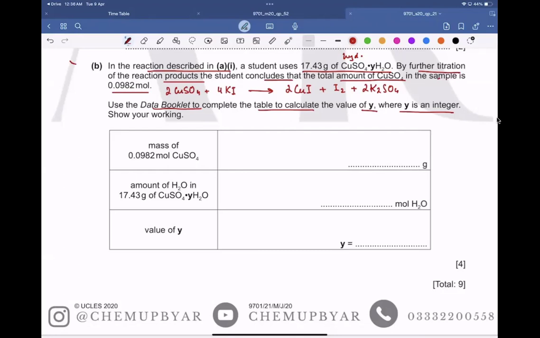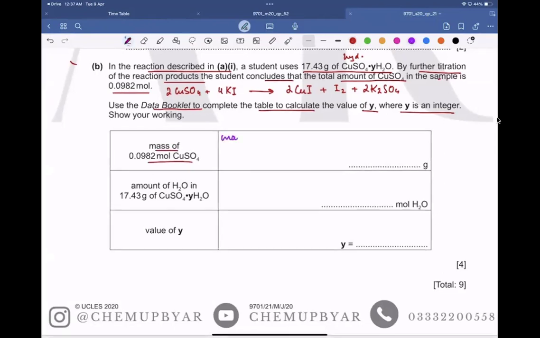Okay, so what they are asking over here, mass of copper sulfate. So these are the moles. If you recall the formula, mass is equal to moles times Mr. So the moles are 0.0982. We have to calculate the Mr of copper sulfate.